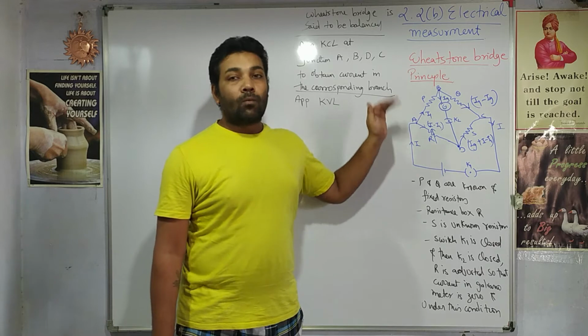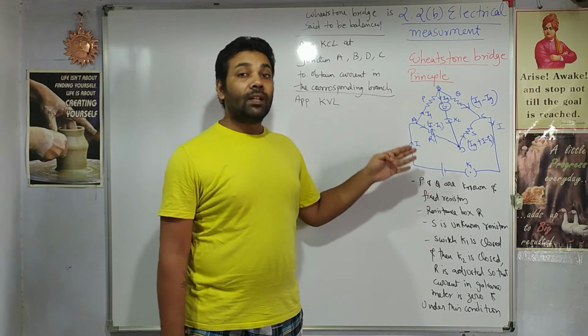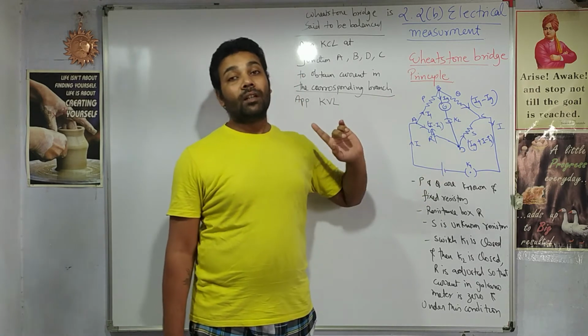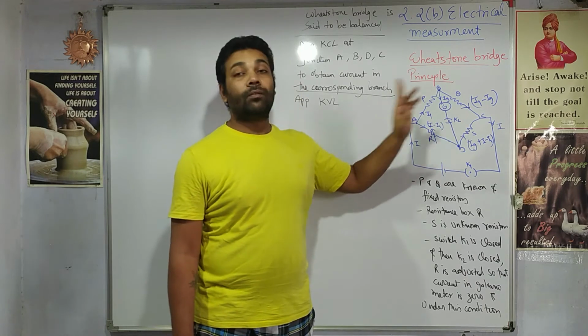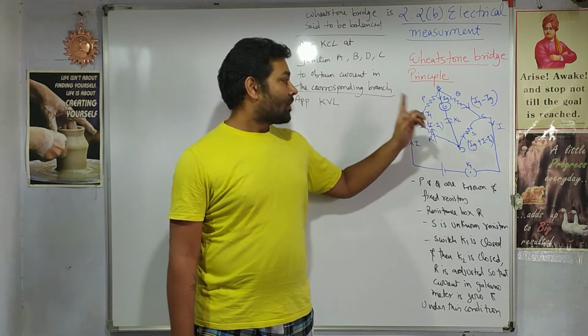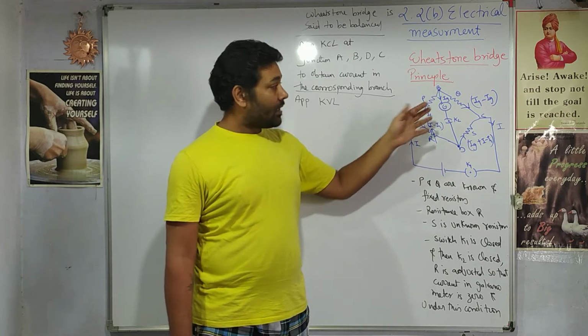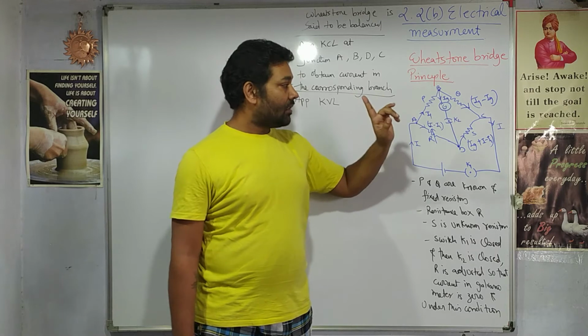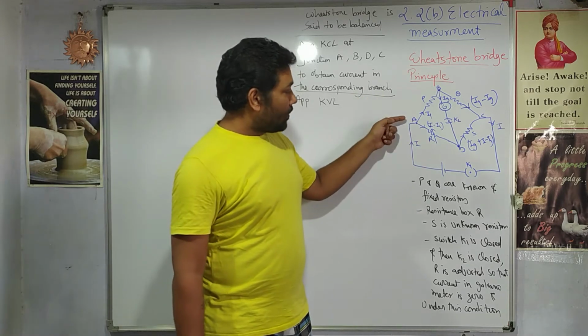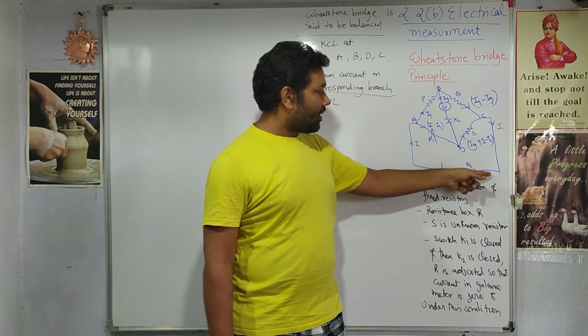So here, whatever loops we select will be such that the S must be included, or it must be helpful in solving for S. One loop I see here is A, B, D, A. Another loop is B, C, D, B. Then another loop is A, B, C.